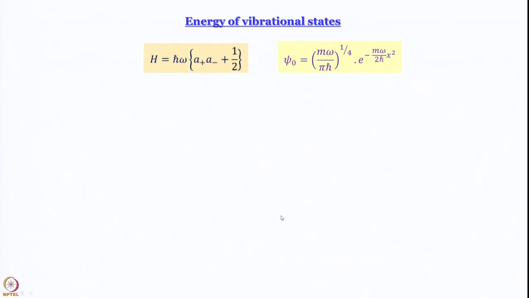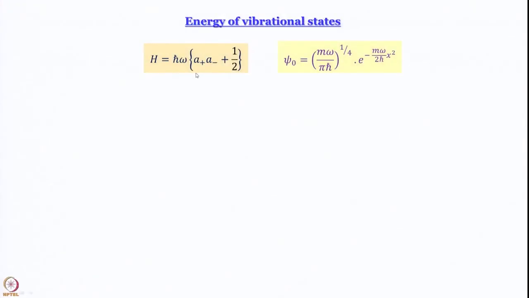So, what we will do is we will use the convenient form. We could have used the differential form also, but since we are using ladder operators and since ladder operators are so convenient, we will use the form of Hamiltonian with the ladder operator. You could have used the other one as well, this is actually more suitable in this case, you will see in a moment why it is so. So, H equal to h cross omega multiplied by a plus a minus plus half. This is the form of Hamiltonian we will use.